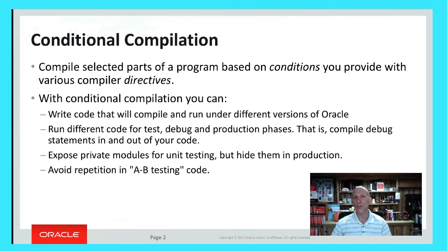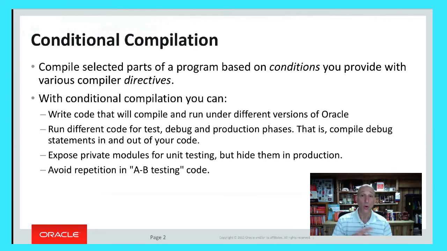So why would you want to use conditional compilation? Probably the number one reason is to write code that will compile and run under different versions of Oracle. You may be deploying this app on multiple instances or multiple versions of Oracle, certainly if you're selling a product that needs to support multiple versions of the database. The common approach is lowest common denominator coding. I'd love to take advantage of that great new feature in 12c, but I can't. I have to support 11 and 10 and who knows what else. So we only use the feature set available on the lowest supported version, which is a pretty bad way to go.